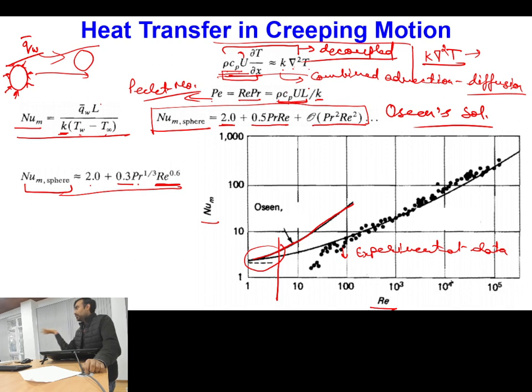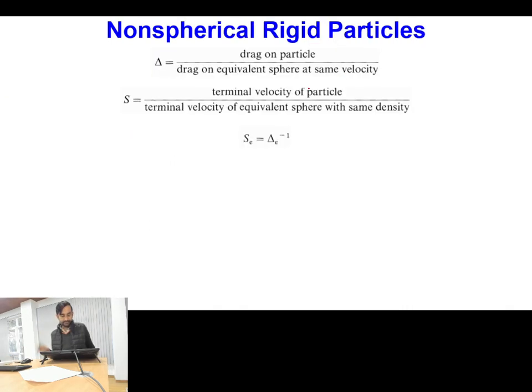Okay, so whenever you do your heat transfer course, particularly in a convection course, what do we do first? First we solve the momentum equation, then whatever values of velocity we get from the momentum equation, we substitute in the energy equation to find the temperature field. So it means the energy equation is actually coupled to the momentum equation. But for the creeping flow situation, this is decoupled, so the momentum solution is not needed.